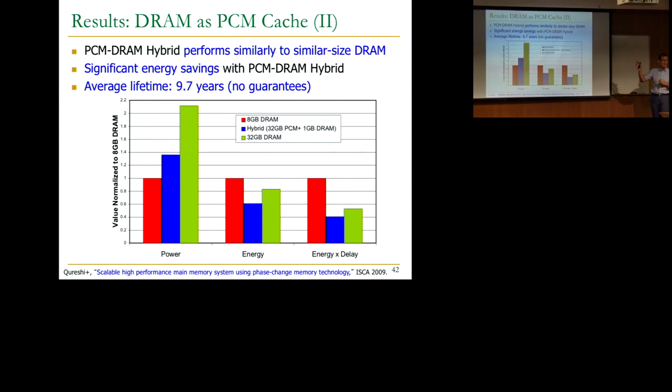The paper also looked at lifetime, similar to what we did, and average lifetime is about 9.7 years in that case. And there's still no guarantees. So it was a bit more optimistic, as you can see, in terms of its evaluation. We were a little bit more pessimistic in our evaluation. Yes?